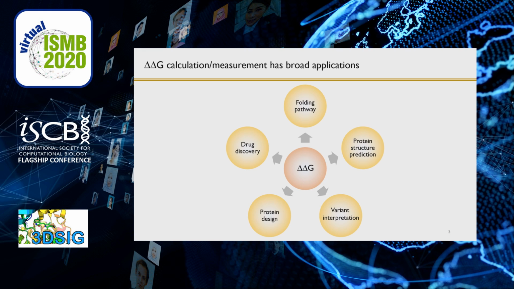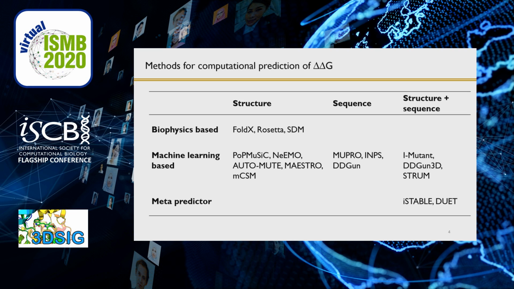As you might have already realized, delta-delta G is a very important quantity with applications in diverse fields such as protein design, drug discovery, interpretation of genetic variants, even in protein structure prediction and the investigation of protein folding pathways. As useful as it is, however, experimentally measuring the delta-delta Gs of all possible mutations in all proteins is simply impractical. So over the years, many computational tools have been developed with the functionality to predict delta-delta Gs.